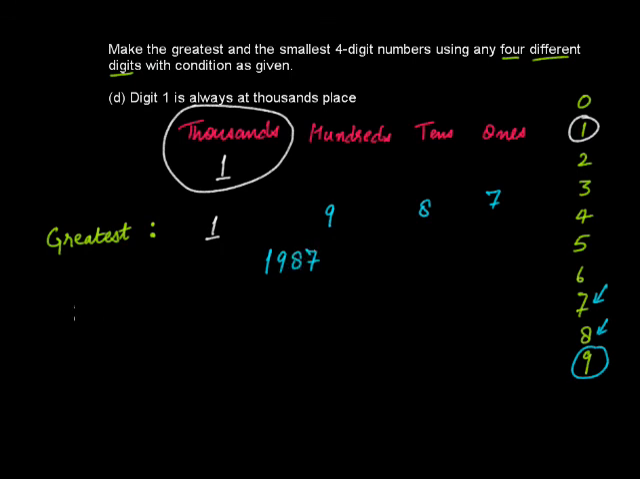Now let's see for the smallest one. Again 1 is fixed here, and 1 has been used. Now we can use 0. We got 0. Which is the next smallest? It is 2. And then comes the number 3. So 1023 is the smallest number. Hope the concept is clear now.